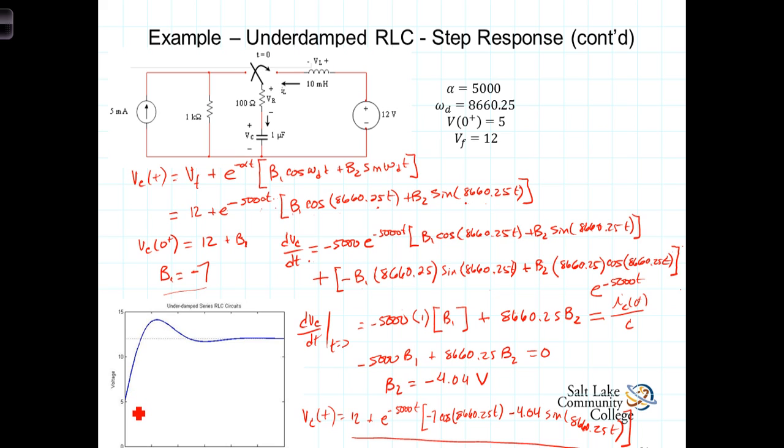I've drawn here the graph of what this function V sub c of t is going to look like. It starts out at t equals 0 at 5 volts. It ends up at 12 volts. And because it's underdamped, there is some oscillation. It's hard to see it here, but the damped frequency of this oscillation would be 8660.25 radians per second.